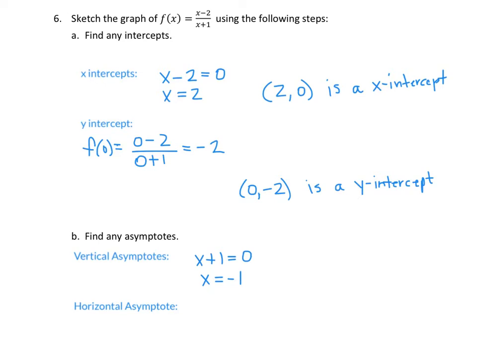For the horizontal asymptote, we look at the degree of the numerator and the degree of the denominator, and we compare those. Here, the degree of the numerator is 1, and the degree of the denominator is also 1. Since the degrees are equal, we look at the leading coefficients and take the ratio of those. The leading coefficient of the numerator is 1, and the leading coefficient of the denominator is also 1. So the ratio of 1 over 1 gives us our horizontal asymptote. In this case, y = 1 is our horizontal asymptote.